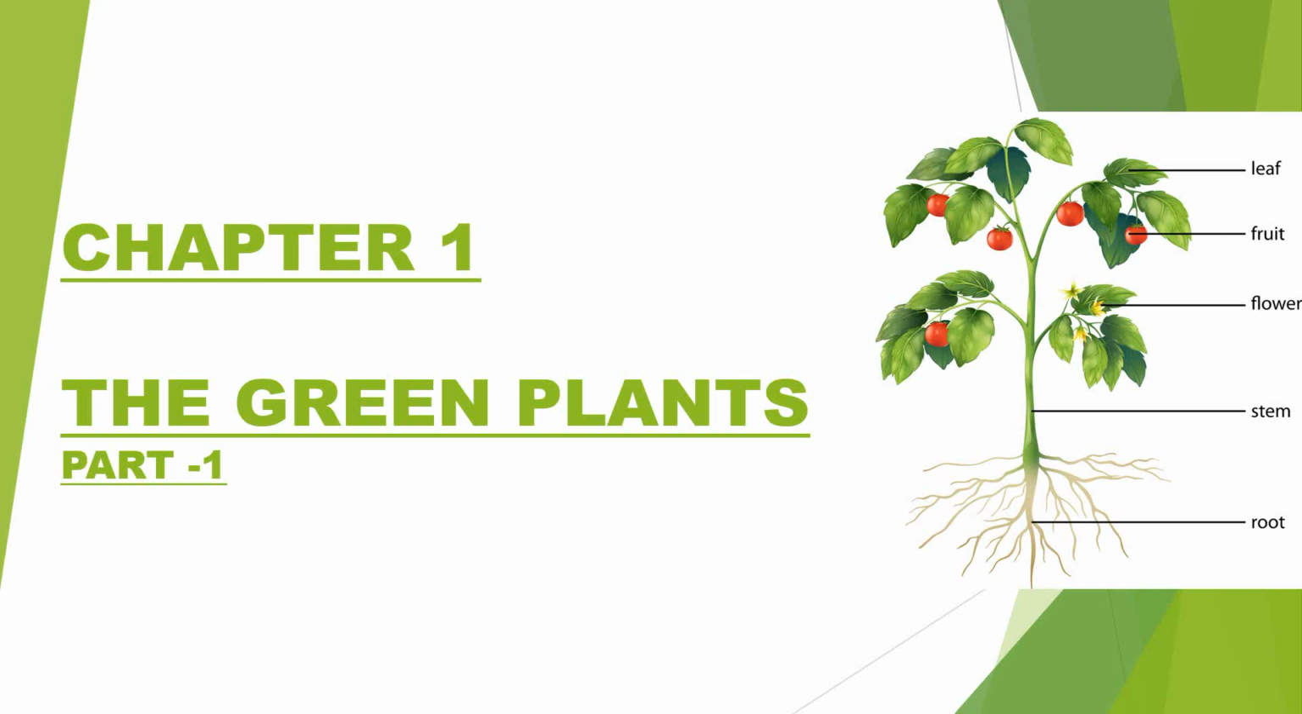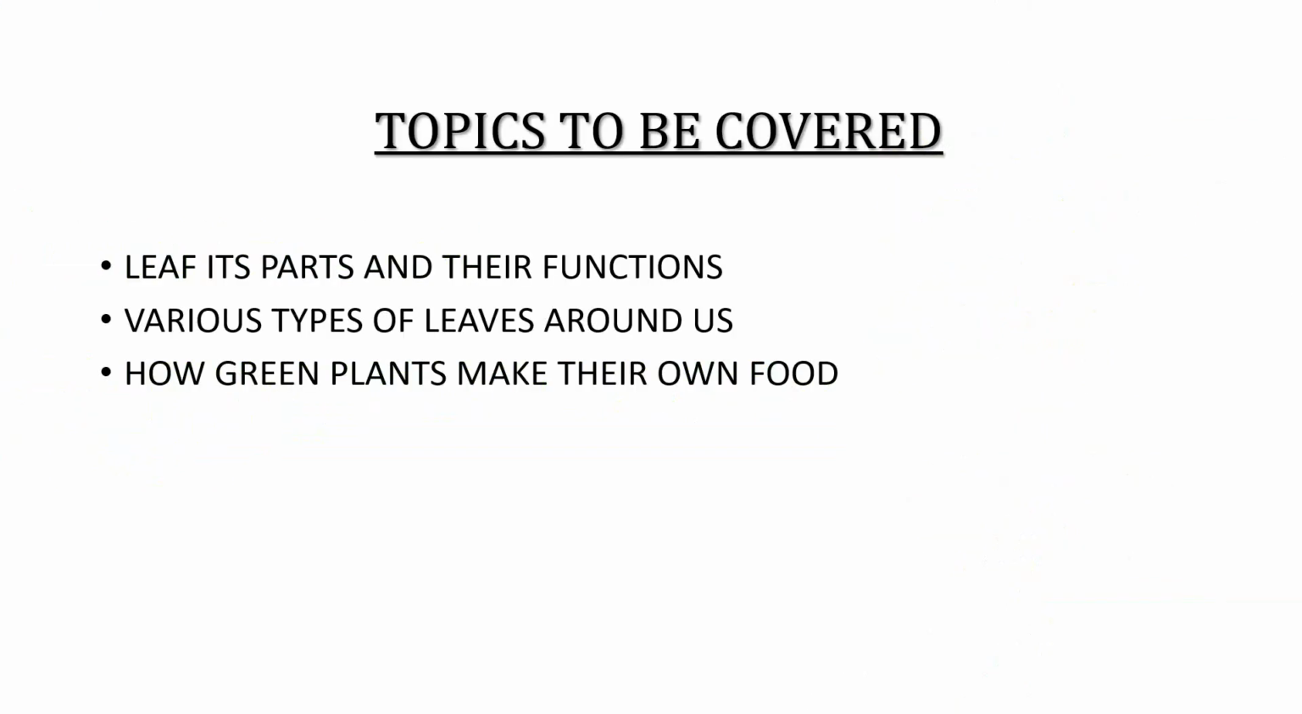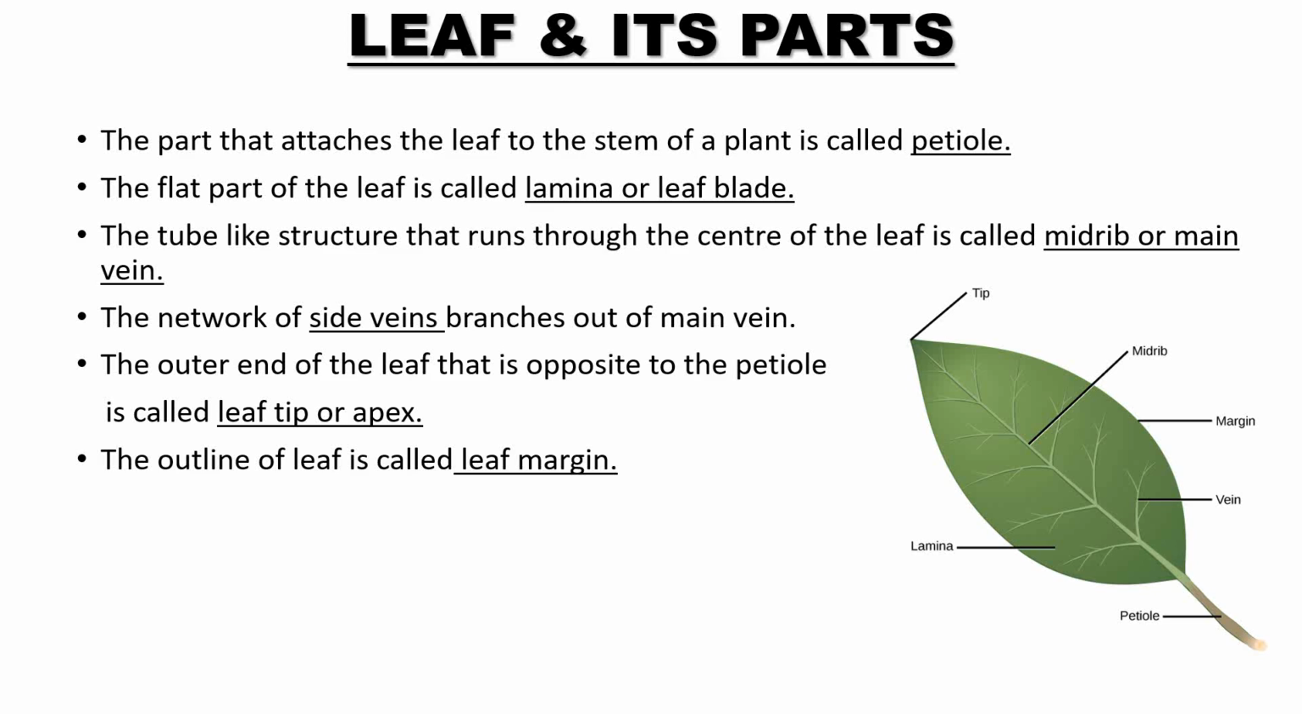So let's start our new topic, the green plants. In this chapter, we will cover the following topics: leaf and its parts and their functions. Second is various types of leaves around us. And third, how green plants make their own food. So students, we will study here about the leaf and its parts.